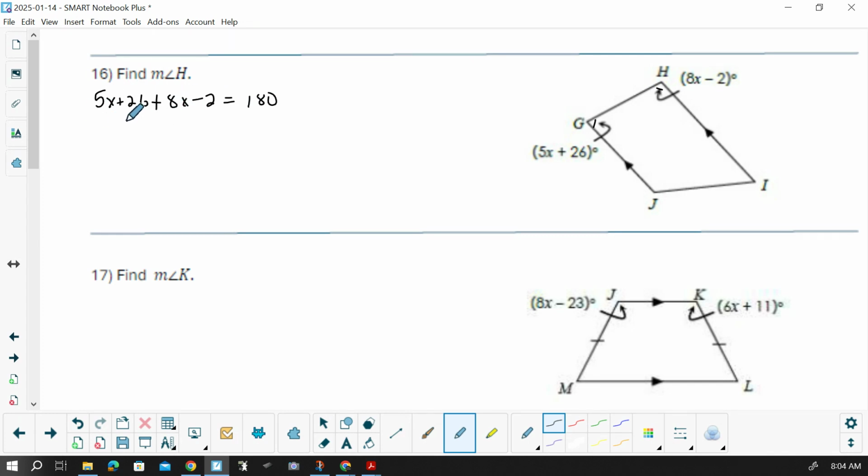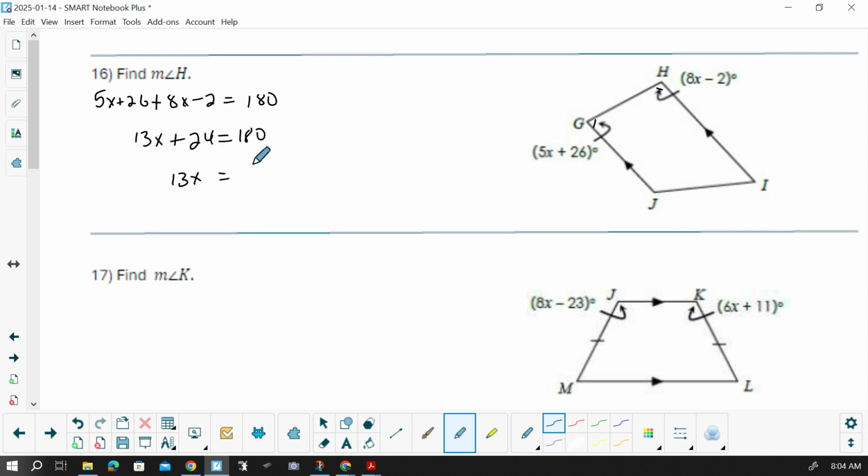Combine our like terms. 8 plus 5, 13x. 26 minus 2, 24 equals 180. Add 24 to both sides. I get 13x equals 180 plus 24. Oh, no, subtract 24 from both sides. I'm sorry. Subtract 24 from both sides.